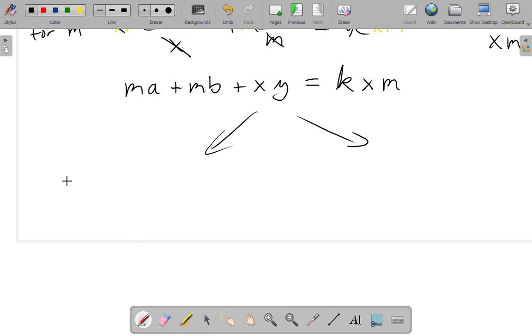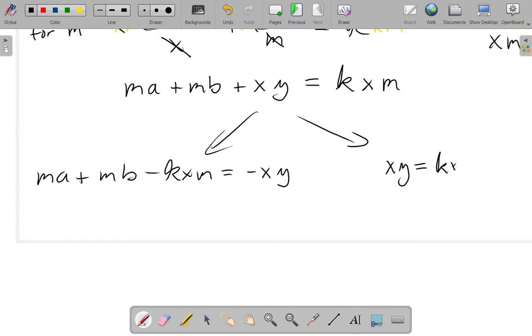All right, so the person that said, I'm going to put all the m's on the left side, is going to have this and this. Minus xy. Somebody else says, I want to put all the m's on the right side, so I'm going to leave xy on the left side. KXM minus MA minus MB.